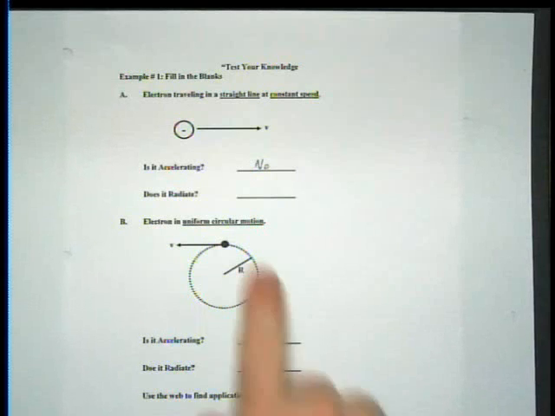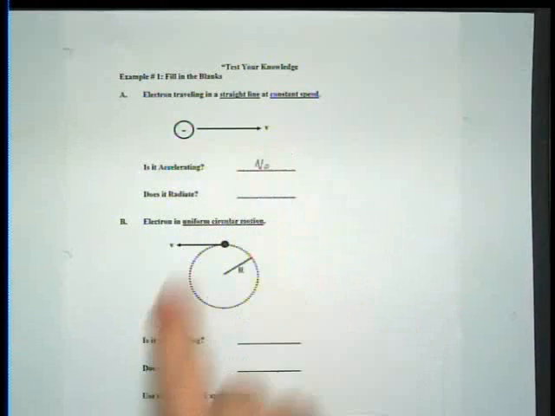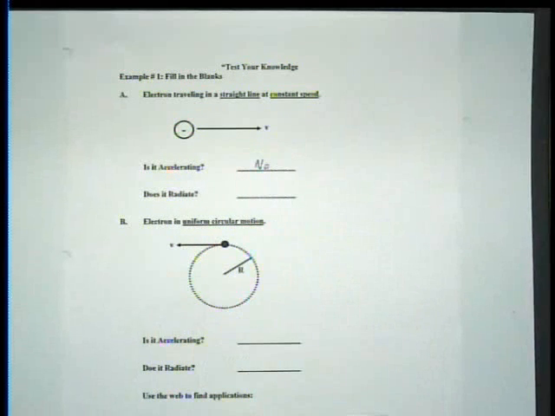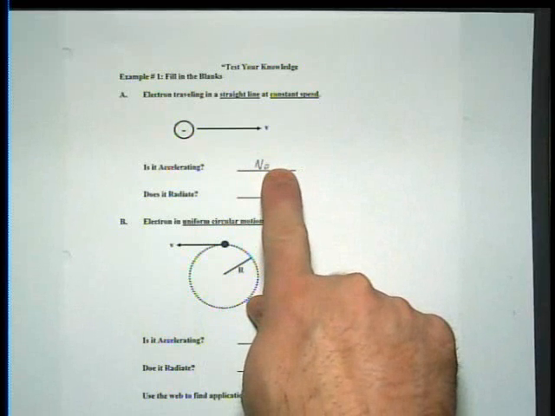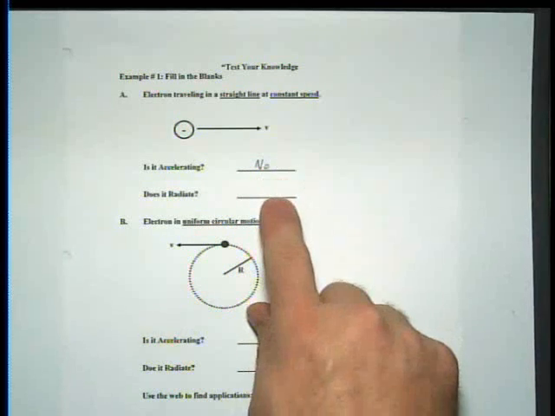Okay, so if the particle's going in a straight line at constant speed, it obeys the law of inertia, it's not accelerating. If it's not accelerating, then it also does not radiate.